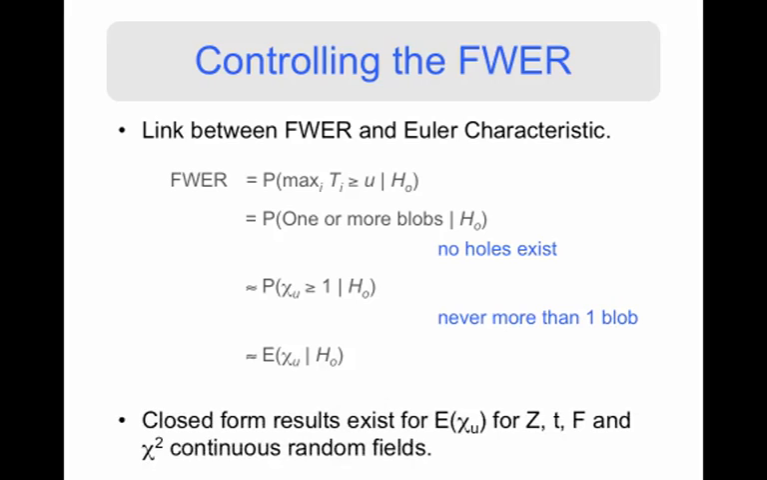Because of all this research on random field theory, closed-form solutions exist for the expected Euler characteristic for Z-maps, T-maps, F-maps, and chi-square continuous random fields. So there actually exist closed-form solutions that we can use to control the family-wise error rate.